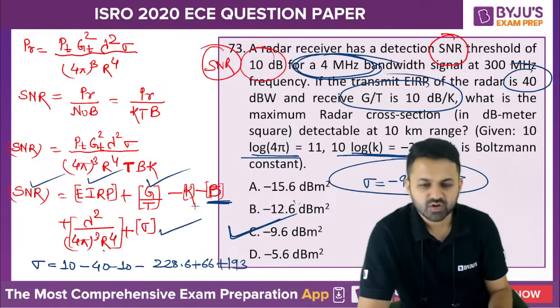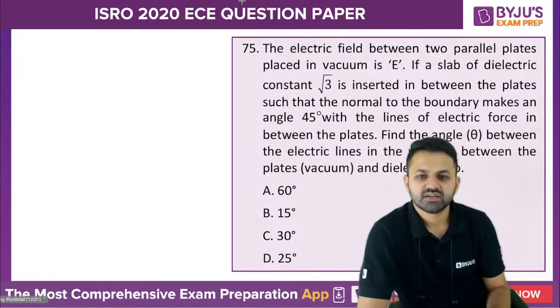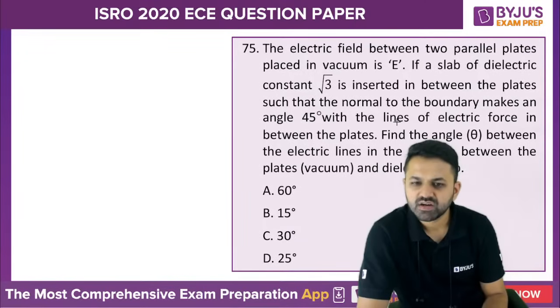Now coming to the next one. Here the electric field between two parallel plates placed in vacuum is E. If a slab of dielectric constant root 3 is inserted between the plates such that the normal to the boundary makes an angle of 45 degrees with the electric field lines falling between the plates, find the angle between the electric field lines.